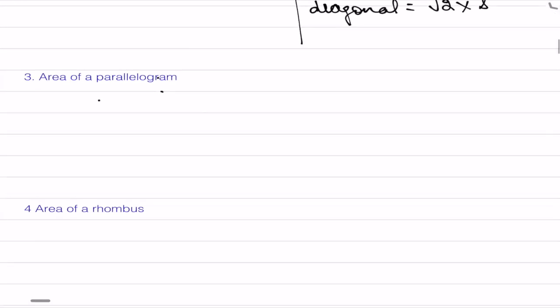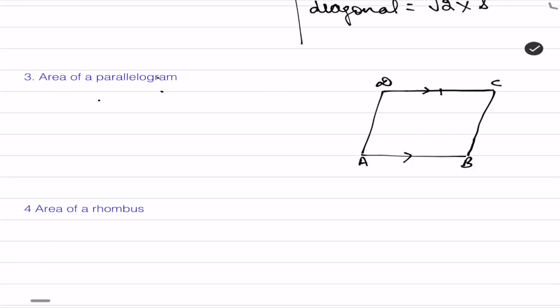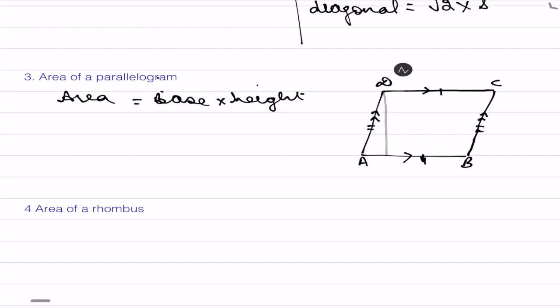Next quadrilateral is the parallelogram. A parallelogram is also a quadrilateral in which the opposite sides are parallel and equal. This is a property of the parallelogram. The opposite pairs are parallel and equal. So the area of the parallelogram is base into height. Now we can get confused about which one is base and which one is height. So children, please remember, height is the perpendicular distance between the parallel sides. Suppose we are taking AB as a base, then the distance between the parallel sides is known as height.